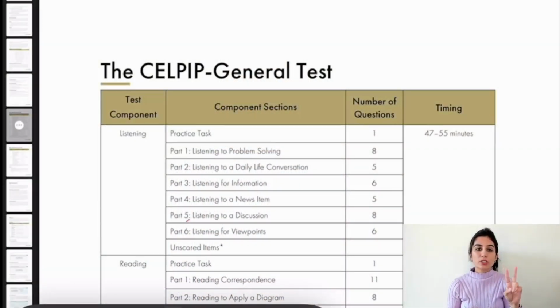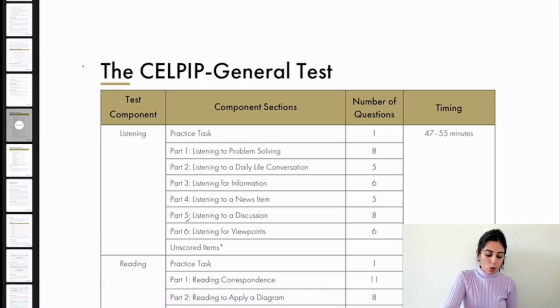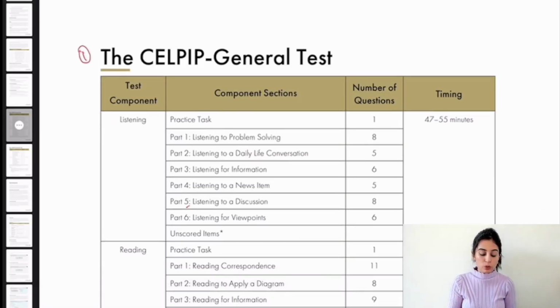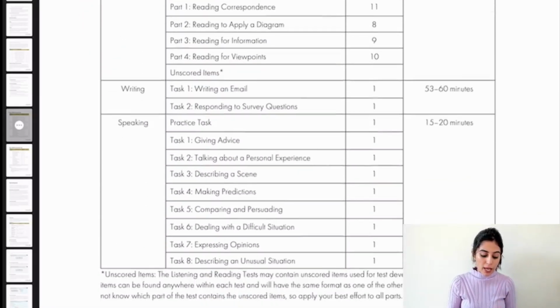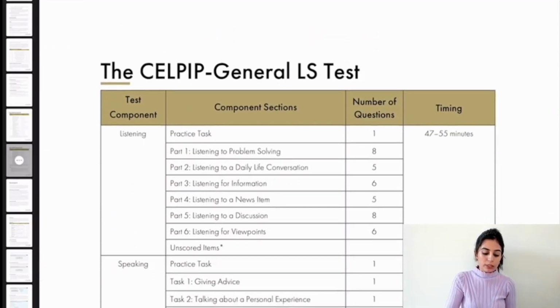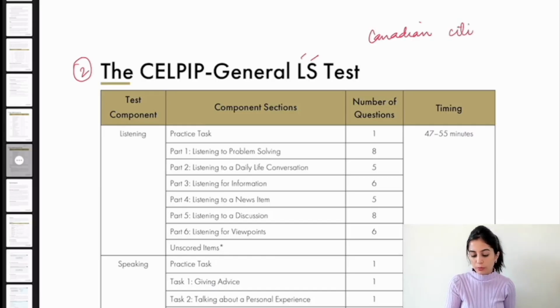So there are two kinds of CELPIP test. One is called the CELPIP general test, which we are going to focus on today, and the other one is called the CELPIP general LS test, wherein L stands for listening and S stands for speaking. Now this test is majorly focused on the ones who want to get their Canadian citizenship.